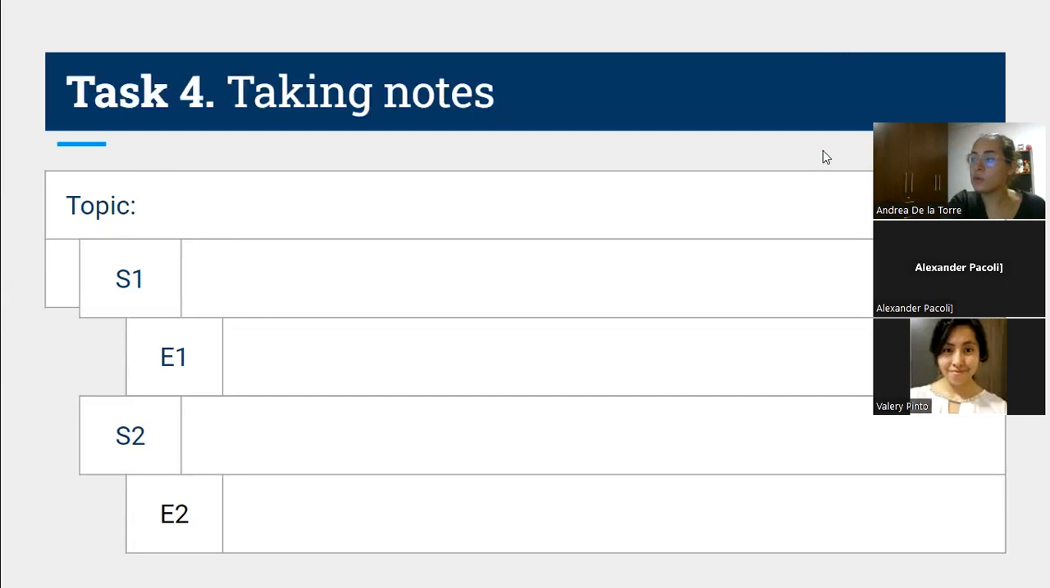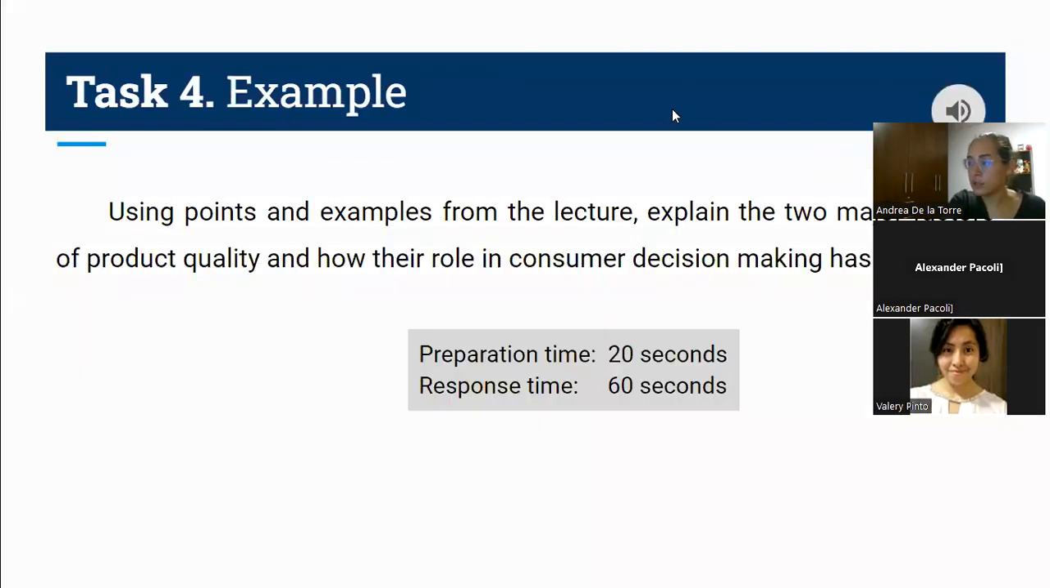What I suggest that you guys do is that you use what you have in the question. Because after you hear the lecture, then the question will appear on your screen and you will see and hear it. So what I suggest is to use what you have in the question. In the question, you will always have a good summary of the topic. In this case, they say, using points and examples from the lecture, explain the two major factors of product quality and how their role in consumer decision making has changed. So you will always have the topic in the question, so use the tools that you have, use the question.